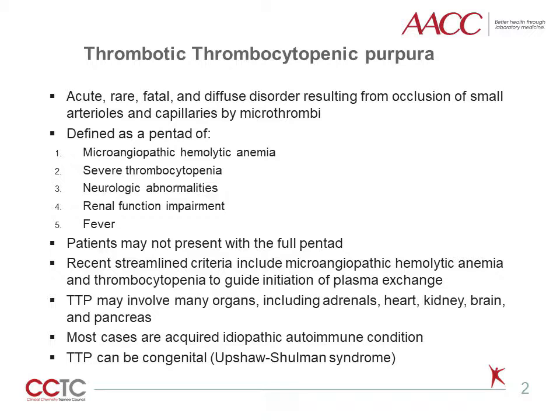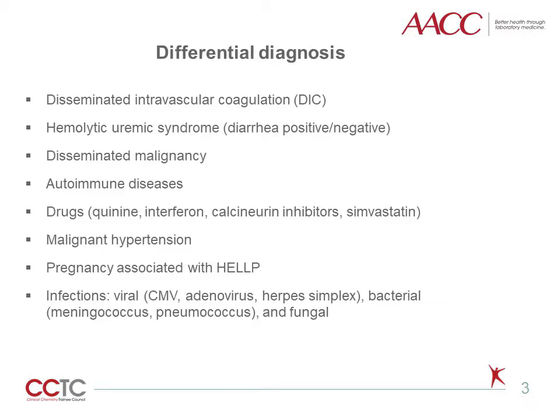TTP may involve many organs, including adrenals, heart, kidney, brain, and pancreas. Most cases are acquired idiopathic autoimmune conditions, but TTP can also be congenital, the Upshaw-Schulman syndrome. TTP is one of the differential diagnoses of disorders characterized by thrombotic microangiopathy, which is a broad pathophysiologic process that leads to microangiopathic hemolytic anemia and thrombocytopenia, and involves capillary and small vessel platelet aggregation with organ damage.